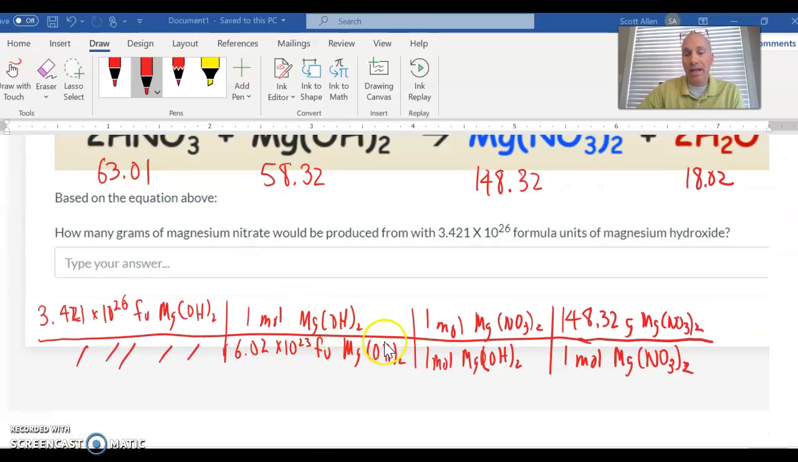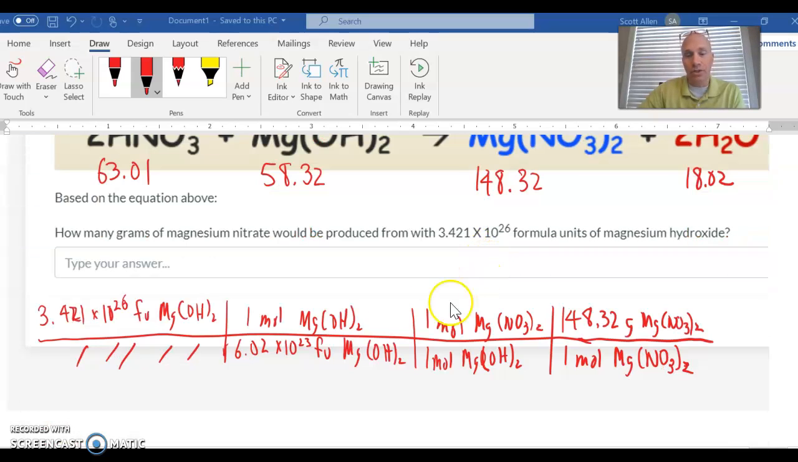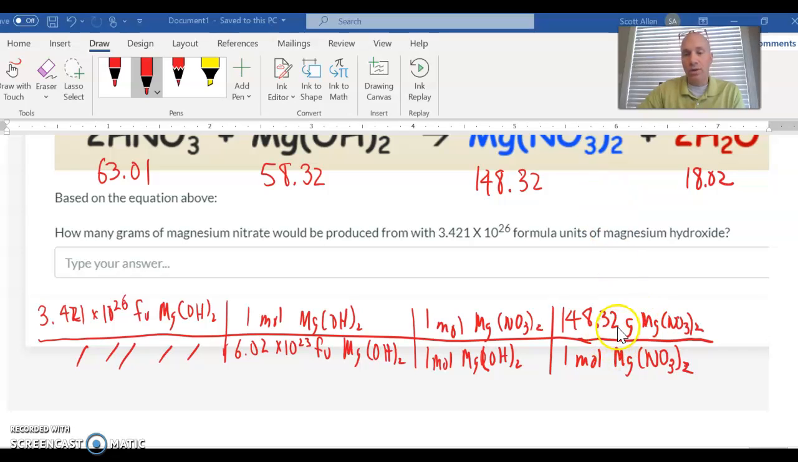At that point, I can use the glue relationship because that would put moles of magnesium hydroxide down here. And I know that that's what I need in the glue relationship. So I go ahead and put that in. And then I set my focus on getting to the final answer. How do I get from this relationship to grams of magnesium nitrate? And I have this relationship right here that relates grams of magnesium nitrate to moles of magnesium nitrate. And so I go ahead and put that in.